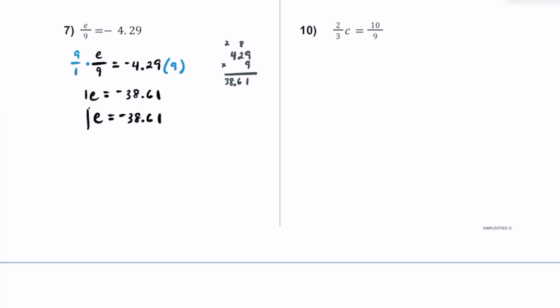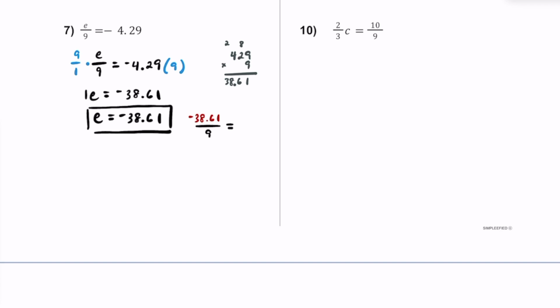So we can use that multiplication identity property and say e is negative 38.61. Okay, so going from the top here, we used the multiplication property of equality. Then if we multiply the multiplicative inverses together, we do get this 1e. Then if we use the identity property of multiplication, we can drop this 1 and just write e instead. Now if we want to check this, let's take this negative 38.61. Let's go ahead and divide that by 9.